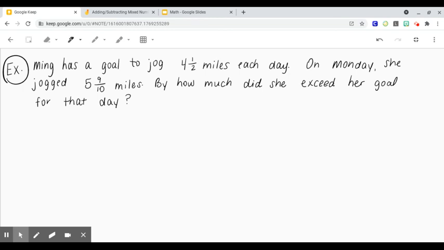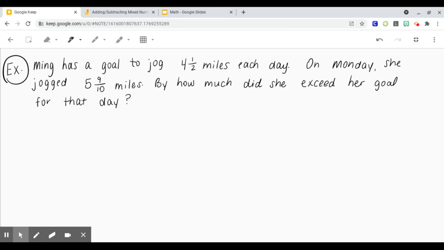So if you're watching this video, you are about to get a refresher on how to add or subtract mixed numbers. As we learned in class with Mrs. Bowers, there are a few steps that we need to take in order to be successful with adding or subtracting mixed numbers. Here I have an example. The example gives us the anecdote that Ming has a goal to jog 4.5 miles each day. On Monday, she jogged 5 9/10 miles. By how much did she exceed her goal for that day?